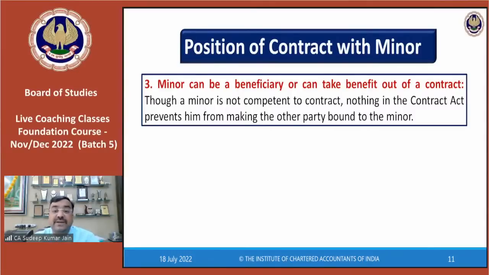Minor can be a beneficiary, can take the benefit out of the contract. Though a minor is not competent to contract, nothing in the Contract Act prevents him from making the other party bound to the minor. As per the law, minor cannot be liable, but he has rights. If any contract is entered with the minor, he has all the rights, but he is not liable for anything.